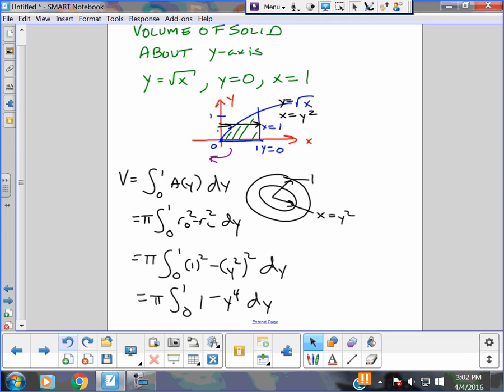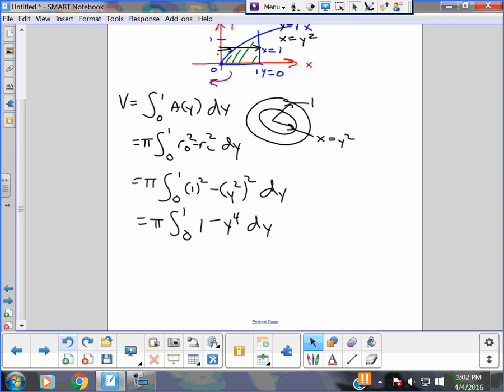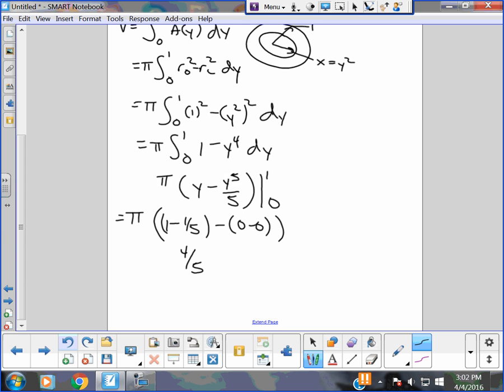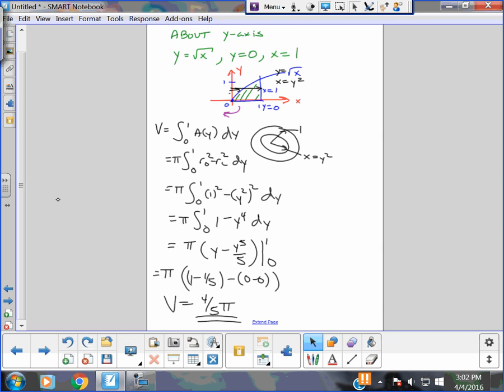This one's easy enough to do by hand. The integral of 1 is y. The integral of y to the 4th is y to the 5th over 5. You guys agree? From 0 to 1. So pi times 1 minus 1/5 minus 0 minus 0. And I get 4/5 pi is the answer for the volume. We just found the volume about the y-axis using our old method. Everybody agree this is our old method? Boom, done.